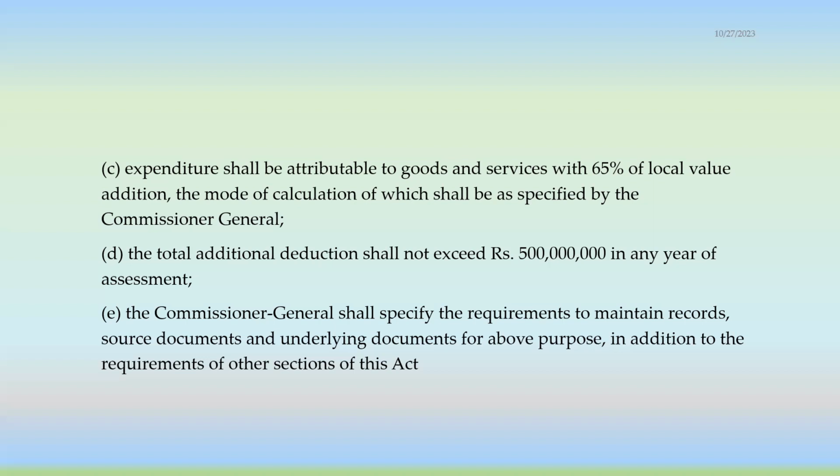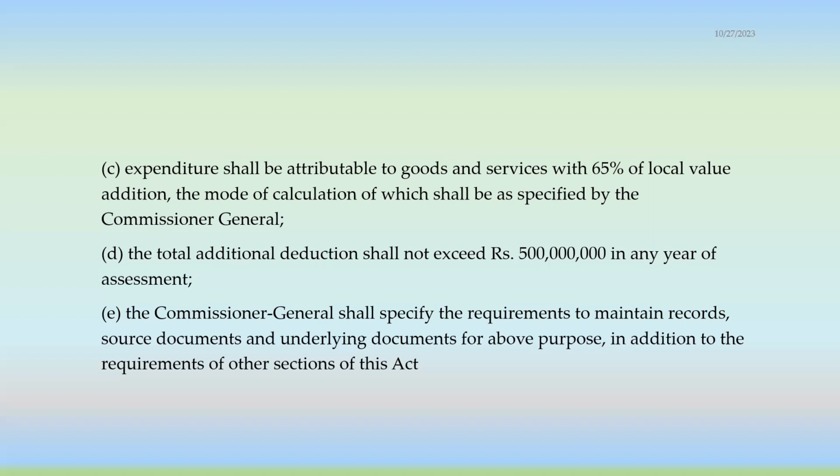Not only this condition, this additional deduction shall not exceed 500,000 in any year of assessment. That means the additional deduction, which is 100%, is capped: if the expense is more than 500,000, the excess is not allowed as a deduction.